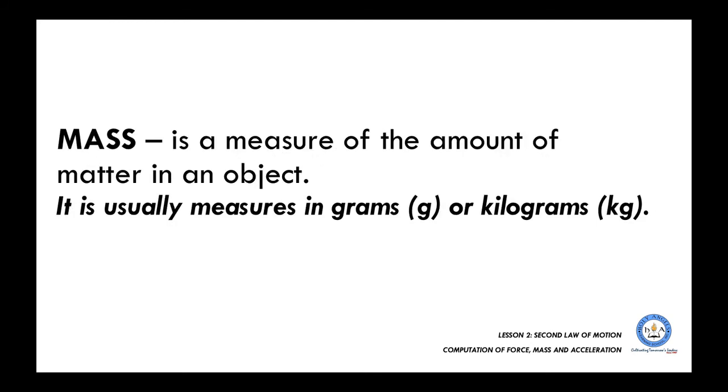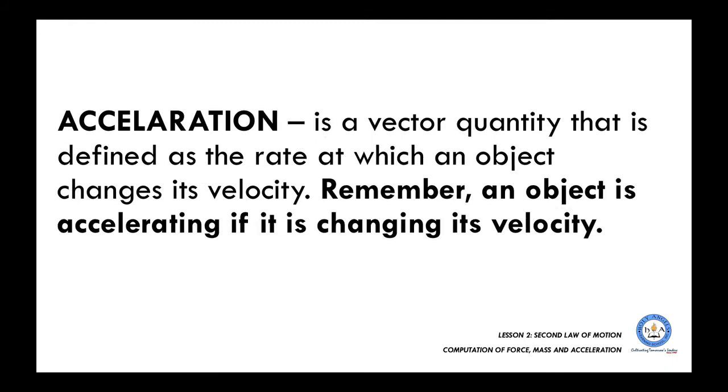The next one is mass. It is a measure of the amount of matter in an object. It is usually measured in grams or kilograms. The last one is acceleration. It is a vector quantity that is defined as the rate at which an object changes its velocity. Remember, an object is accelerating if it is changing its velocity.